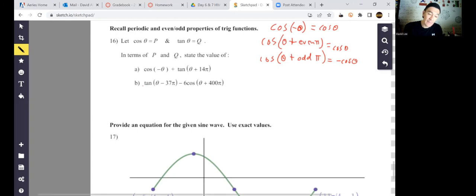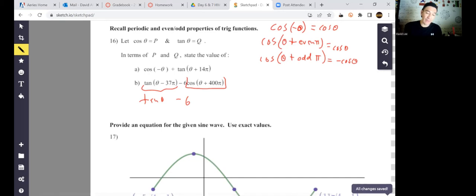So with that in mind, let's knock out part B. The tangent of theta plus whatever integer times pi is just regular tangent minus 6 times. And this part here is cosine of theta, revolved an even number of pi's. An even number of pi's brings you back to where you started, which is why we get back regular cosine.